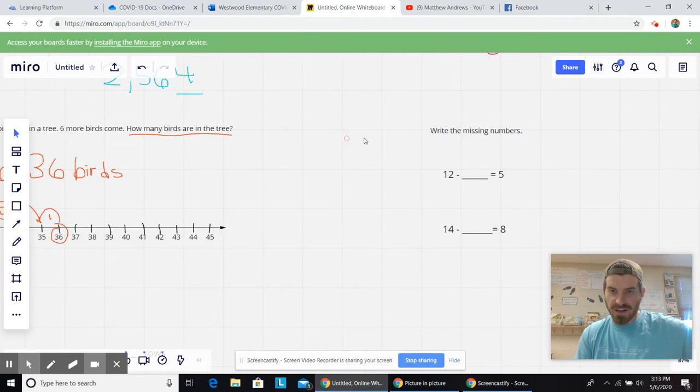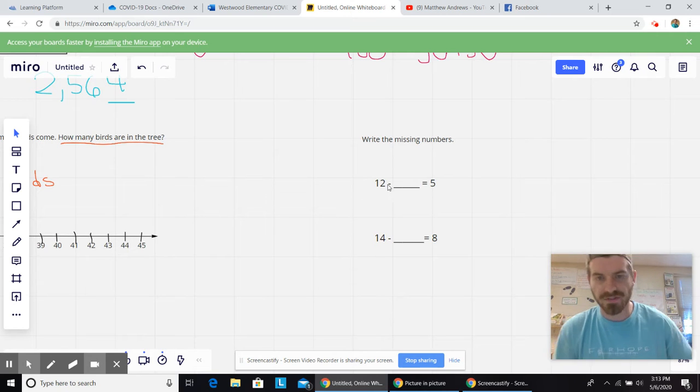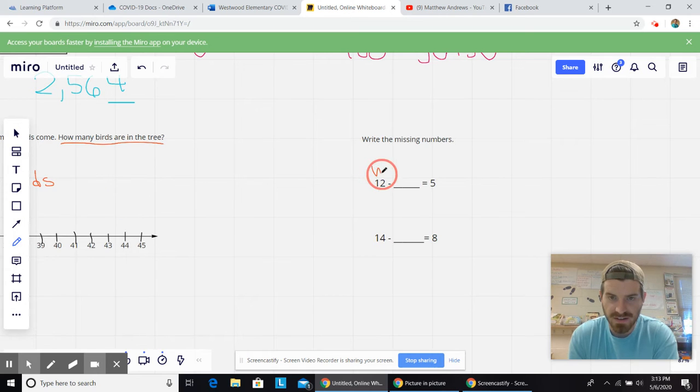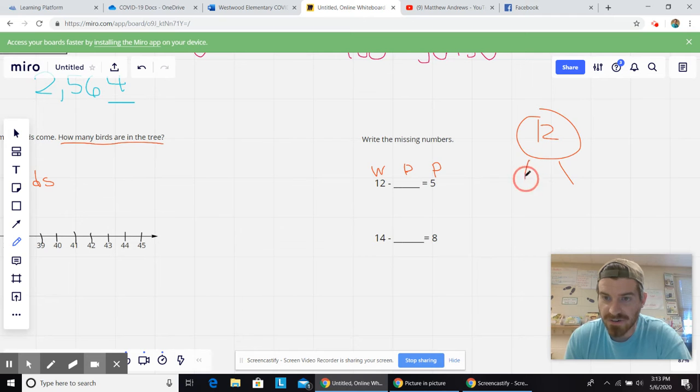Okay, over here, it says write the missing numbers. So this is a subtraction problem. So it gives you the whole of 12, and it gives you the part that's left over after you take some out. So what we want to do is figure out what this part is. And there's a few different ways you can do it. The most efficient way, and the way that Mr. Andrews likes to use, and the ones I've tried to get you to use, is use addition to help you subtract. So I know that 12 is my whole. And I know that after I took some out, don't know how much, I have 5 left.